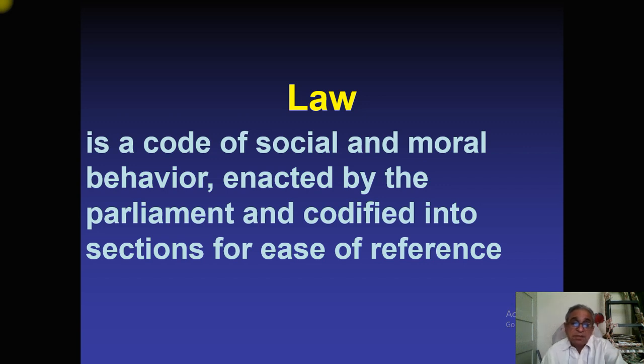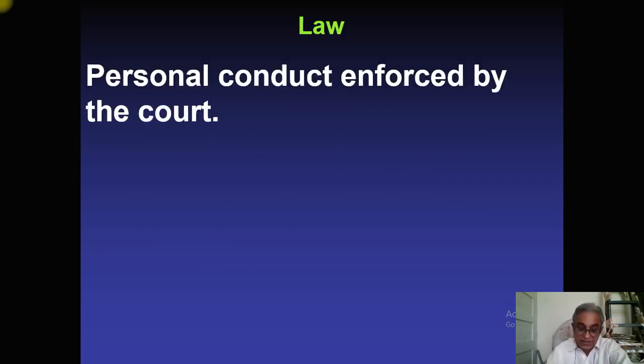Laws are made by the parliament. Parliament means the National Assembly as well as the Senate. And this law is codified into sections for ease of reference, as section 300 for murder, 325 for suicide. Another definition of law: it is the personal conduct enforced by the court.